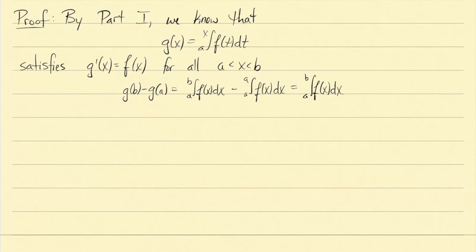So we observe that g of b is by definition the integral from a to b of f. G of a, on the other hand, is the integral from a to a of f, which we know from the previous section is 0. So if we subtract 0 from the integral from a to b of f, we just get the integral from a to b of f back.